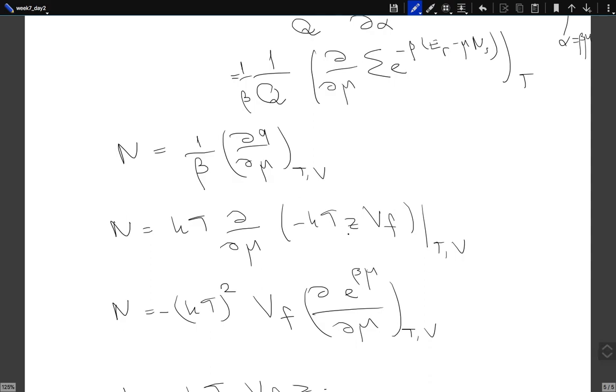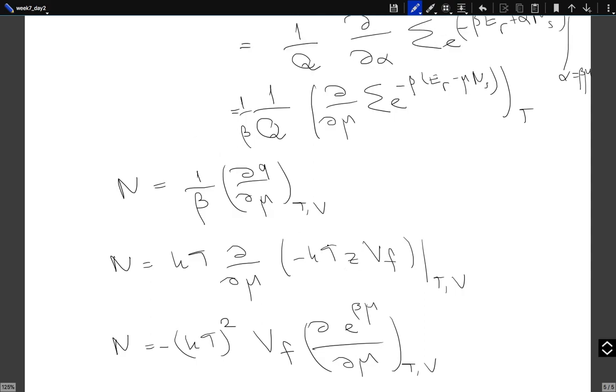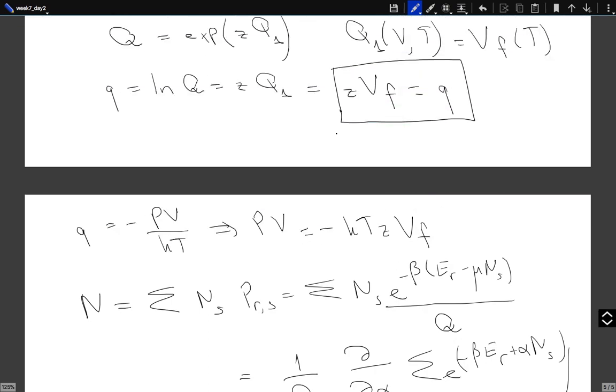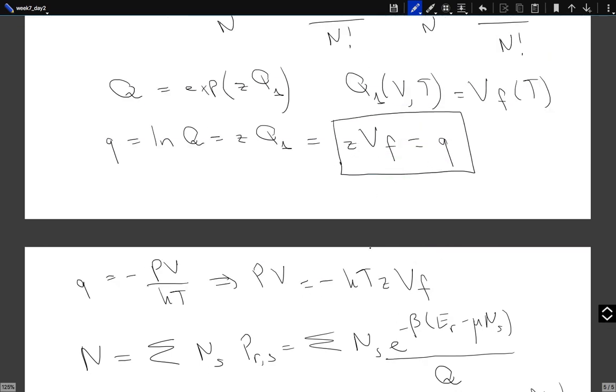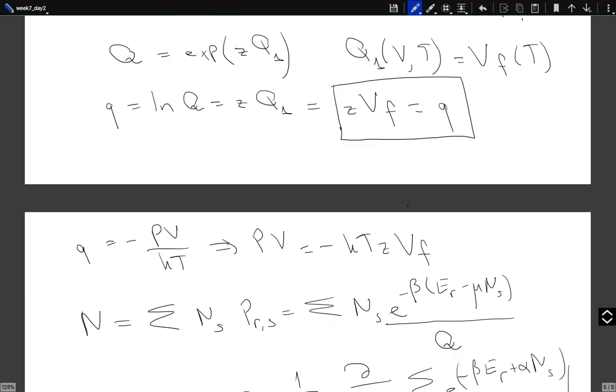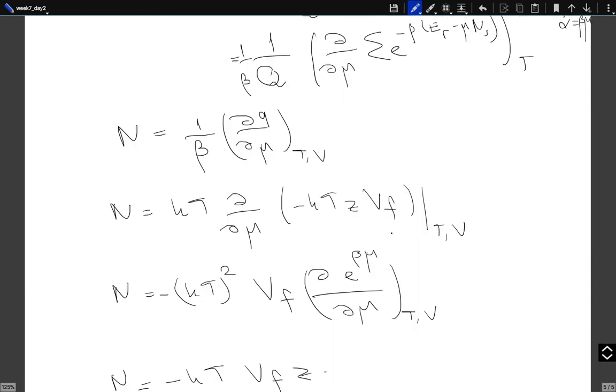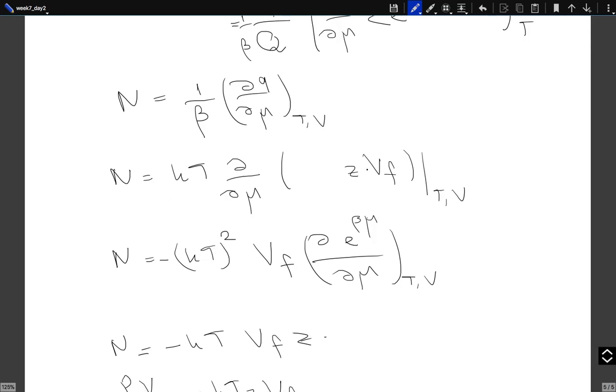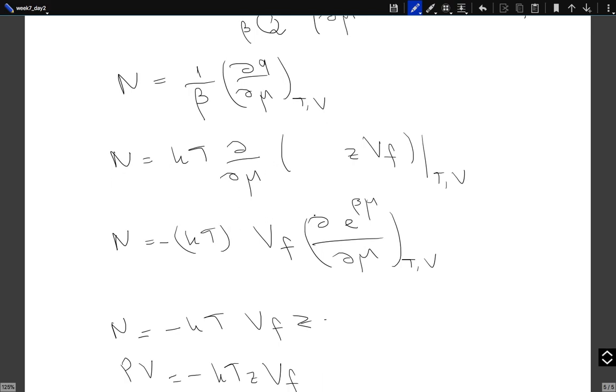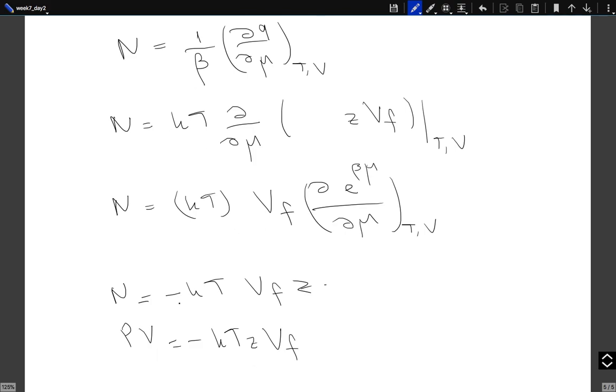Q is kTZVF, correct? Oh, sorry. Q is not kTZVF. Q is ZVF. So when you take the derivative, there's just a single kT over here, which is cancelled. So this is what we have.